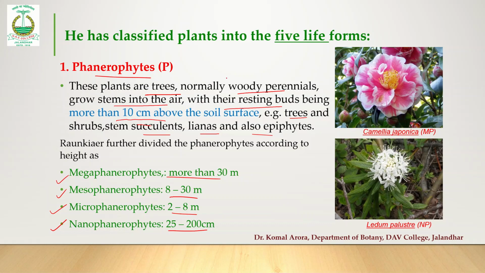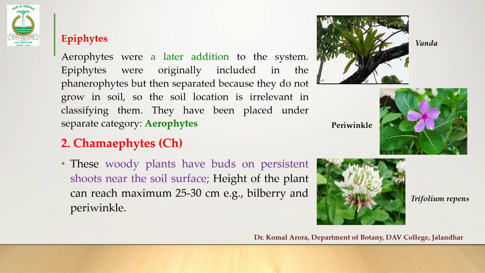And see, all these have woody stems. And their resting buds are at a level 30 centimeters above the soil surface. Okay, their bud should be minimum at a height of 30 centimeters. So they will be called phanerophytes. We have an example like Camellia japonica. Then another example is Ledum. You need not remember these examples. This is just for your information. I told you the epiphytes. They were a later addition to the system of phanerophytes.